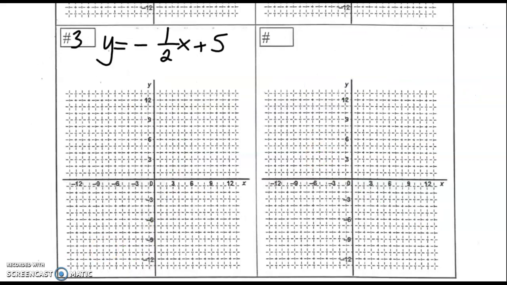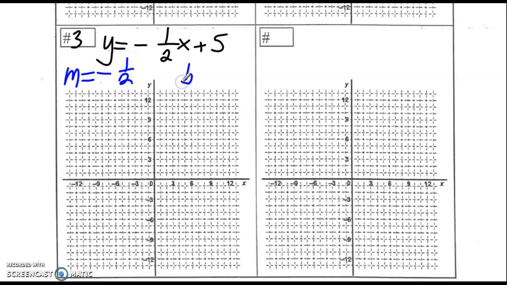So in equation number 3, we have y equals -1/2 x plus 5. So we need to identify the slope. And the slope is what, Nolan? What's our slope? -1/2.